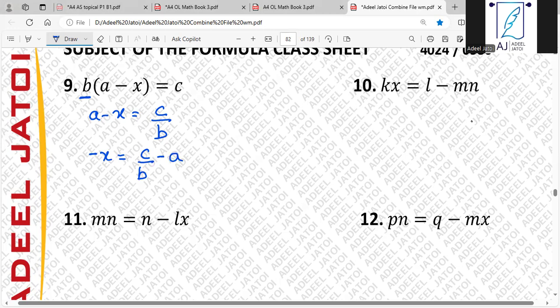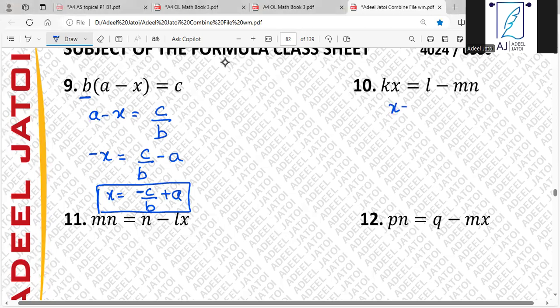Now, what you need to understand is that this negative will turn to positive. This positive will turn to negative. And this negative will turn to positive because we need to change the sign of X. Since we need to change the sign of X, this negative will turn to positive, this positive will be negative and this will become positive, because the sign of the entire equation will change. So this will be X equals minus C upon B plus A. So this will be the answer for X in part 9.